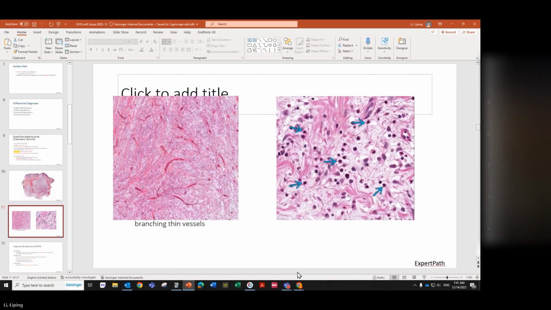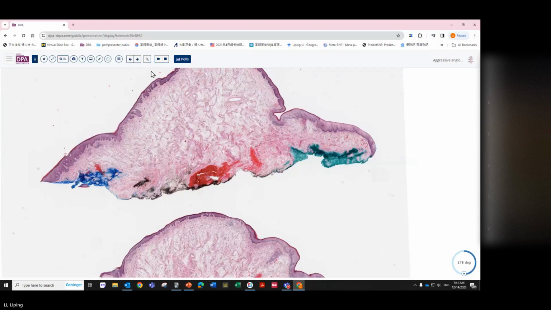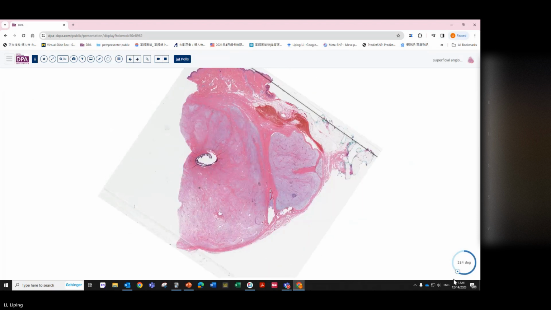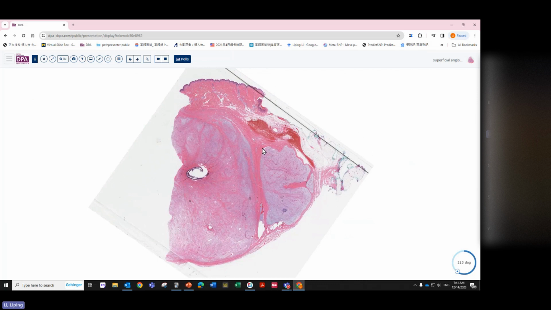Let's move over to the slide. So here, low power, we already know we have this lobulated growth, nodule, and then separated by this fibrous septae. Then we can see this kind of like maybe epidermal inclusion cyst-like structure. So it also fit our characteristic. It always entraps some epithelial structure.